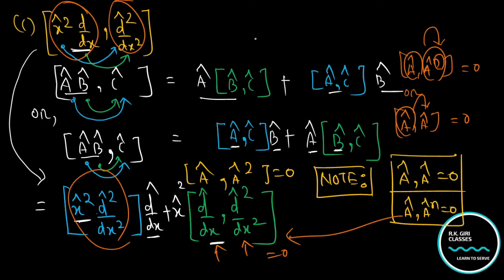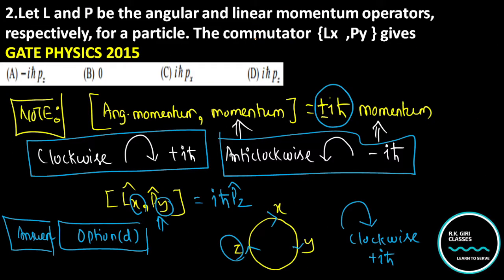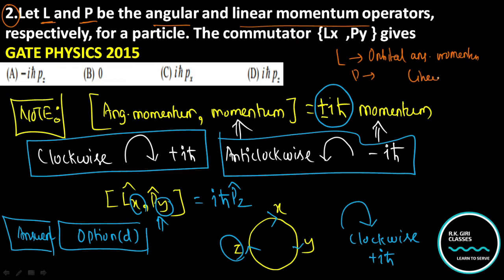Clear this point? Okay. Next, coming to the point. Suppose you have two operators L and P, right? That was angular and linear momentum operator. L basically known as your orbital angular momentum, and this is linear momentum. Okay, this is linear momentum or linear angular momentum, as you wish. This is S is equal to spin angular momentum. Okay, so just keep it in mind.